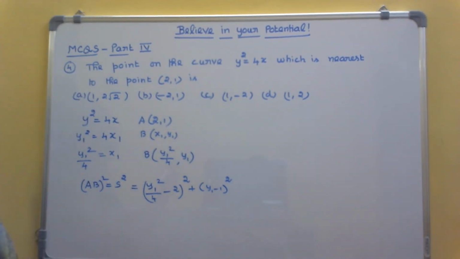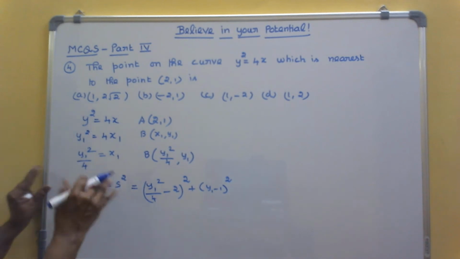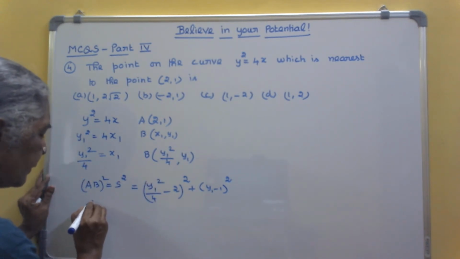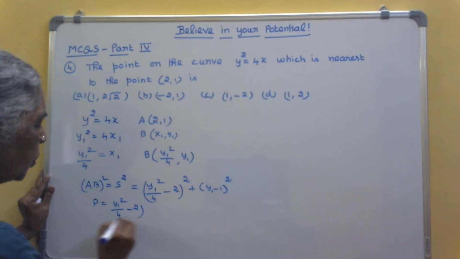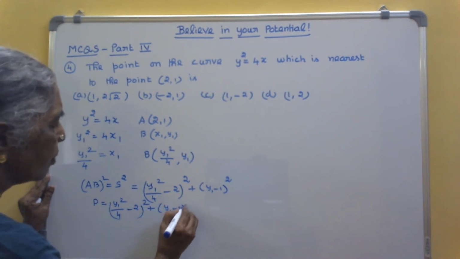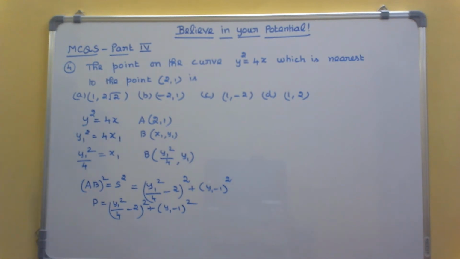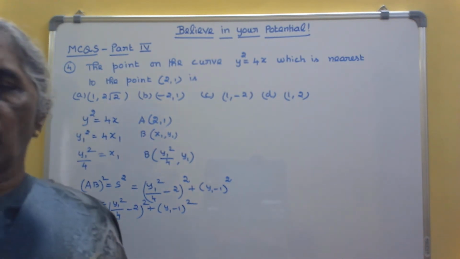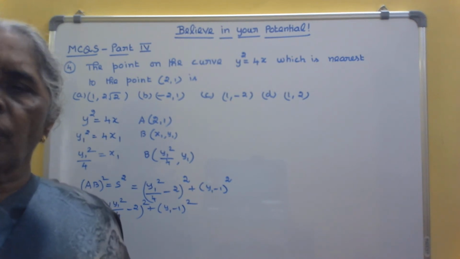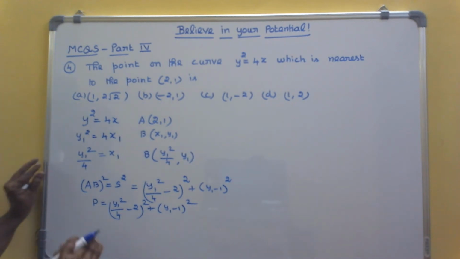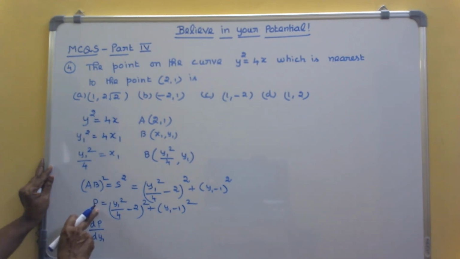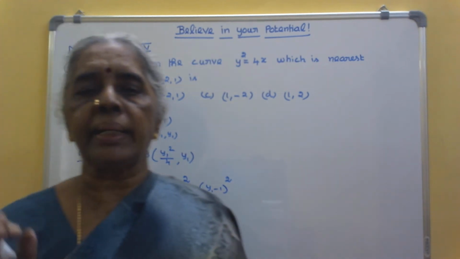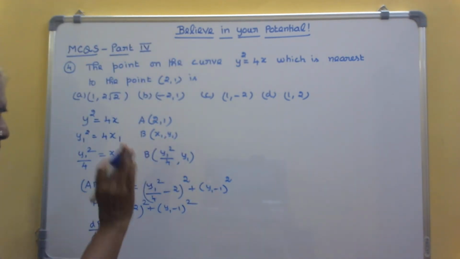That distance square I will represent by some letter, because you cannot differentiate it as s squared and all. I will write it as some p, that is equal to (y1 squared by 4 minus 2) the whole square plus (y1 minus 1) the whole square. Now we want this p to be minimum, because when the distance is minimum, we want to find the value of x1 and y1. That will be the point. So now I am going to differentiate it, that is dp by dy1. You can give the name x1, y1, you can take it as h, k, whatever you want, but convert it into one variable and then proceed.